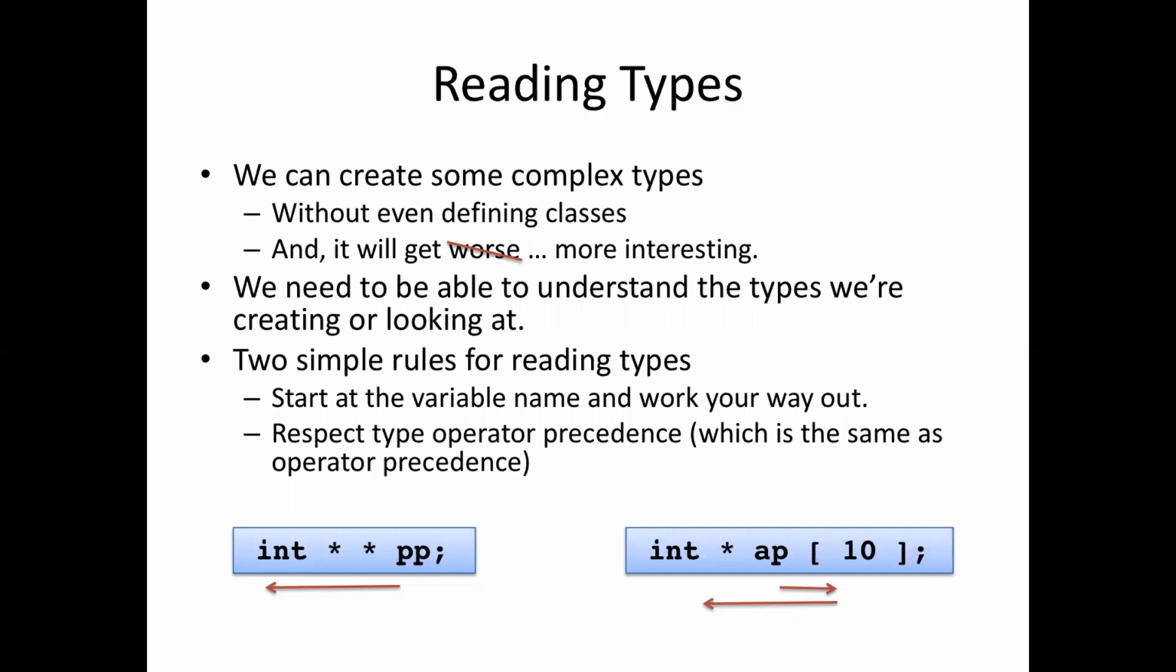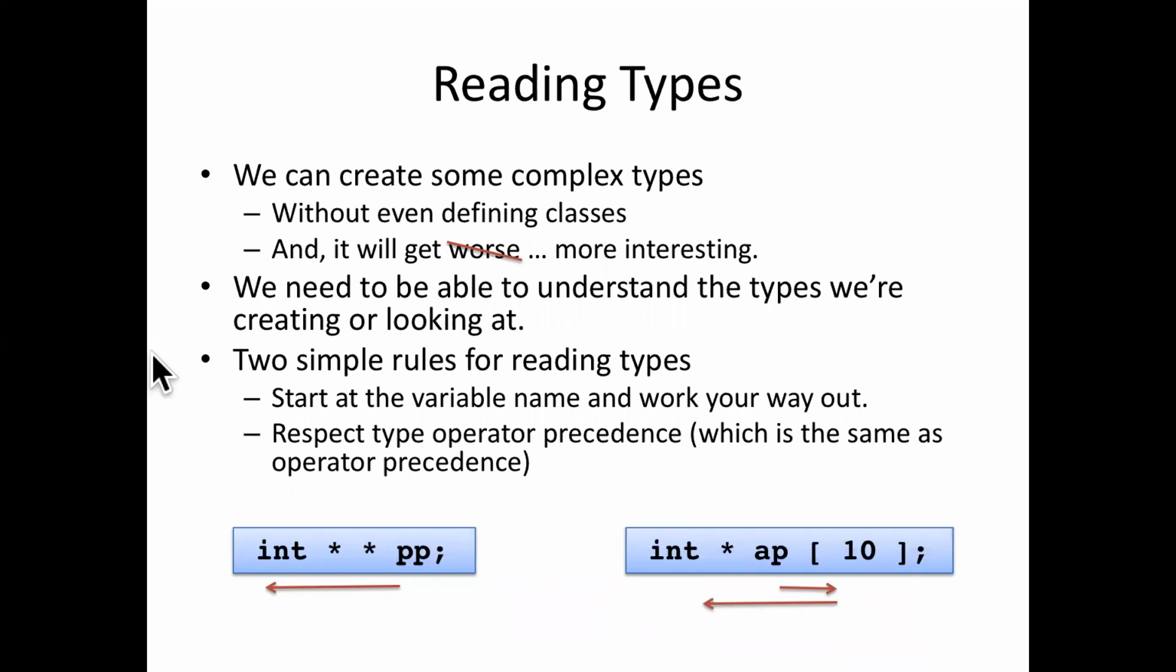In C, even using this small collection of type operators, we can start defining interesting types. How do we read those types? Really, for the one that we just talked about, how do we tell the difference between an array of 10 pointers or a pointer to an array of 10 ints? Well, there are two simple rules for reading types, and I've listed them here. If you've got a variable declaration and you want to know what it means, start at the name of the variable and work your way out, respecting the precedence of the type operators.